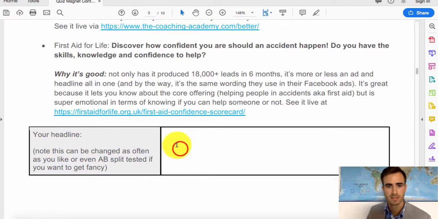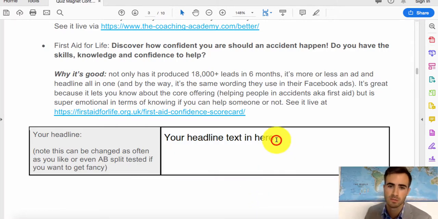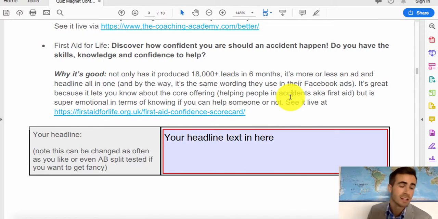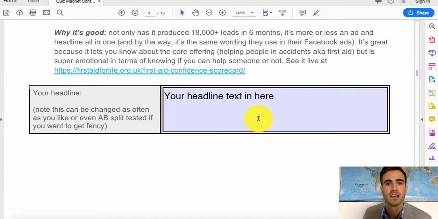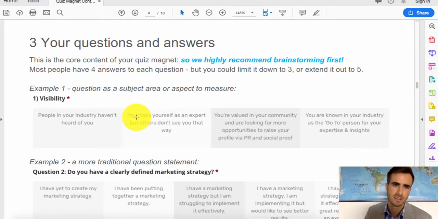We recommend, this is where you can now put your headline text in here. And we recommend really spending, this is probably the biggest amount of time that you would do, or ask other people for their advice and their feedback as well, because this is ultimately what's going to drive the whole quiz and get people to want to fill it in, which is ultimately what you ideally would like as a lead magnet.